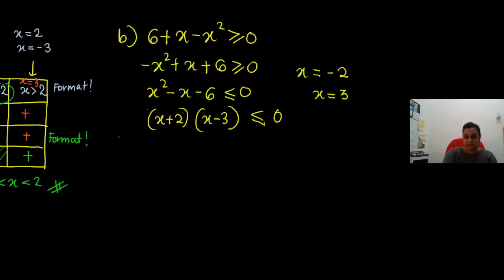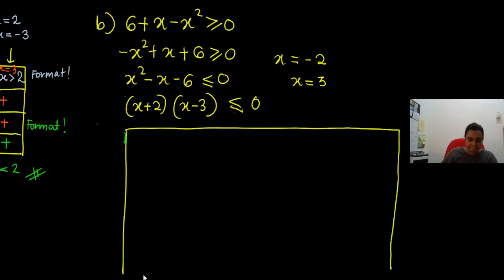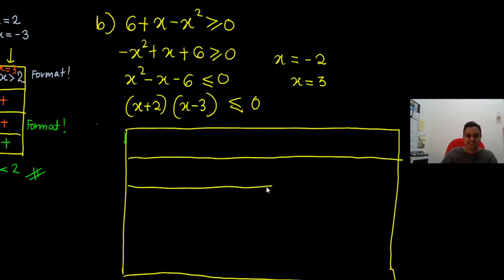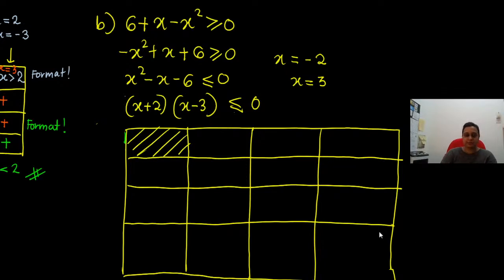Now I'm going to draw the table. 4 columns, 4 rows. Let me draw the table first. Table method is easy, right? Or maybe, tell me if it's easy or not after I finish all the questions. 1, 2, 3. The first one is not in use. Okay, the teacher has already drawn the table. Now I'm going to fill up my table.